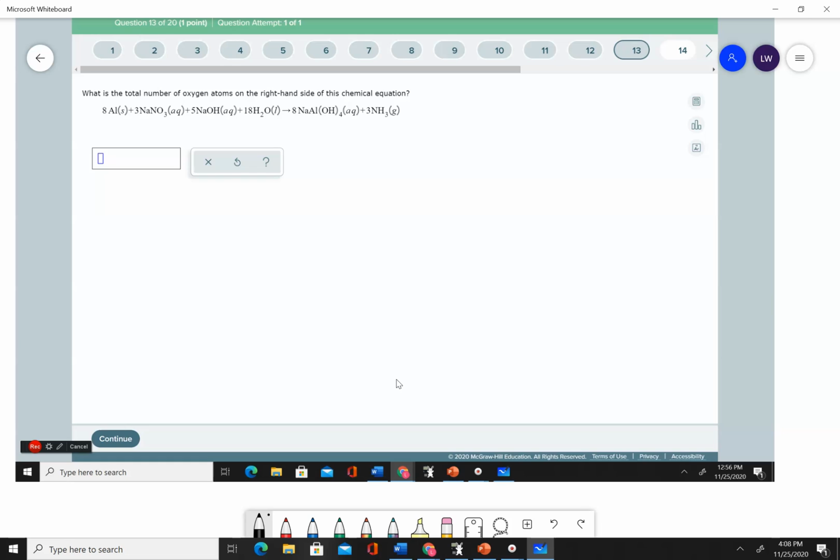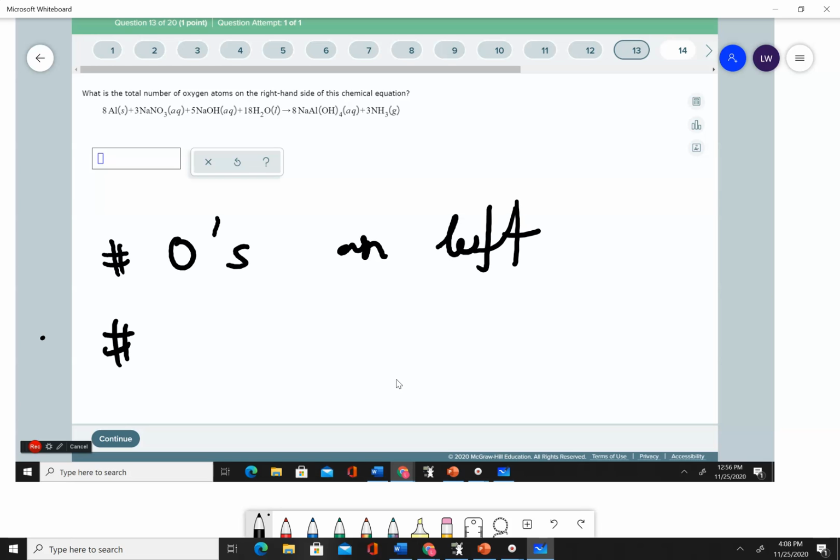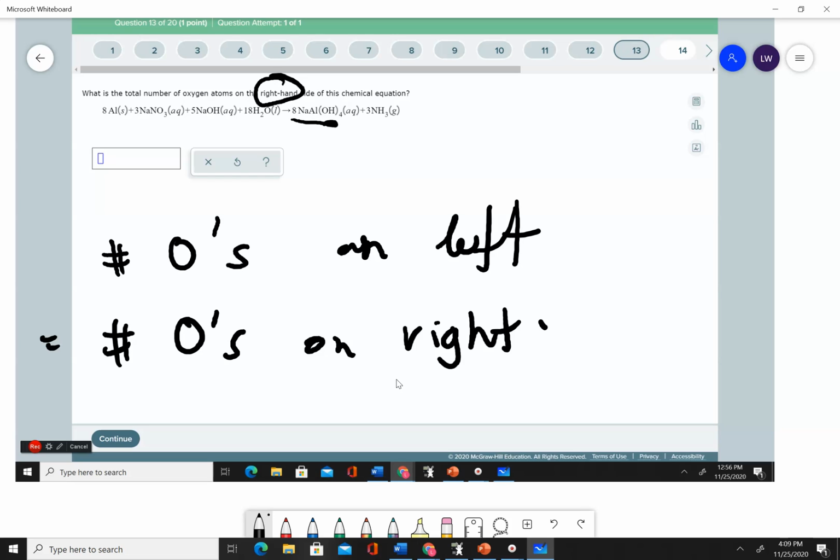Remember that when you have a balanced chemical equation, the number of oxygen atoms, or the number of any atom on the left is going to be exactly the same as the number on the right. So it actually doesn't matter what side you add up. So just pick the easiest one. It said the right-hand side, but I could add up the left. I think it is actually going to be easy to add up the oxygen atoms on the right-hand side because everything is in the one place. So they're all in the sodium aluminum hydroxide there.